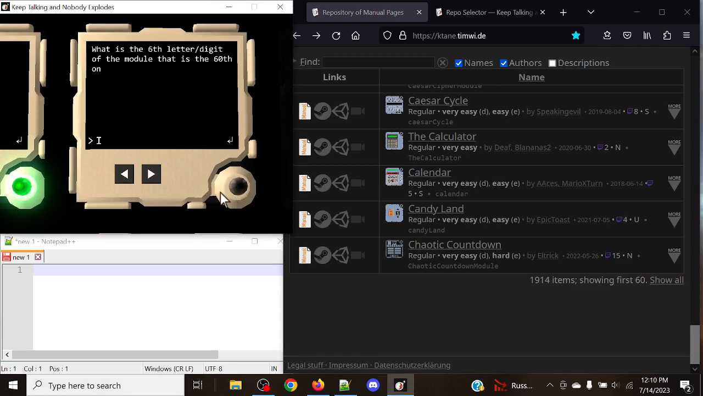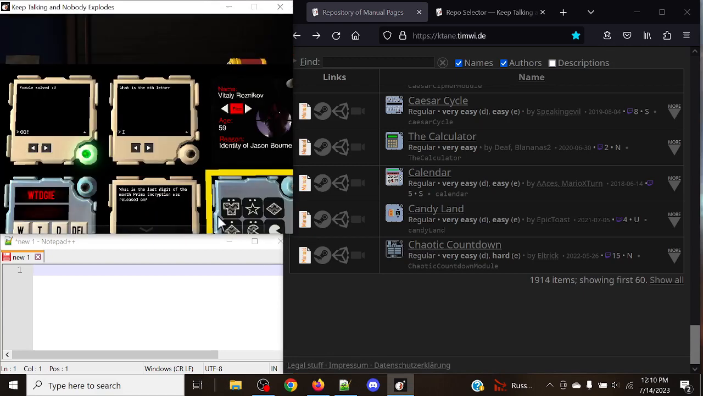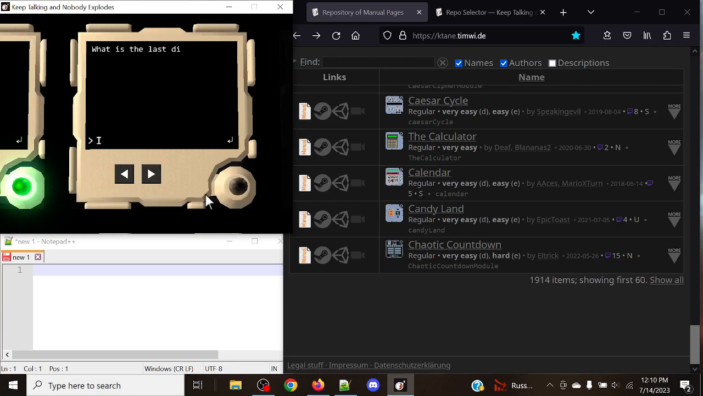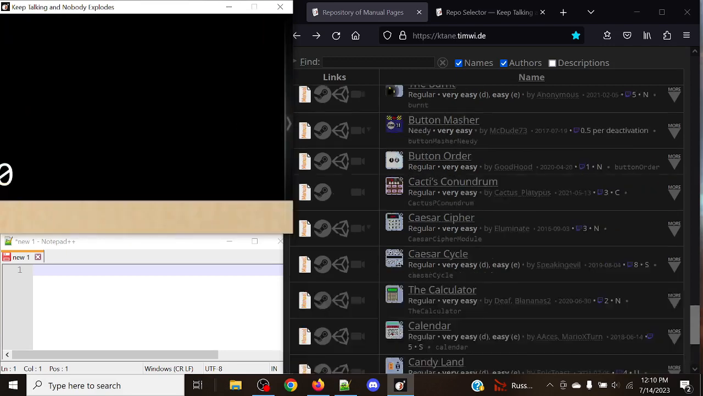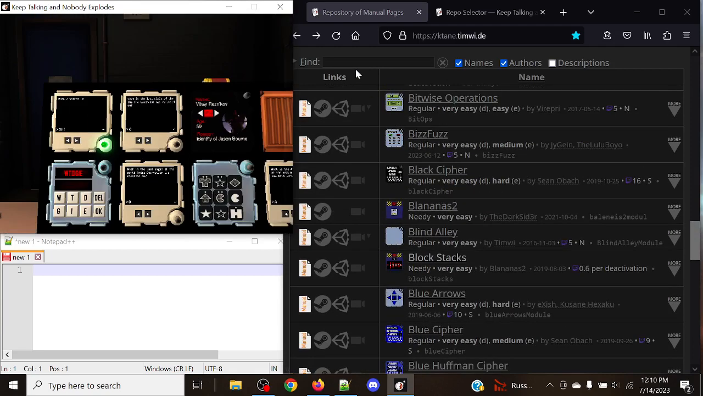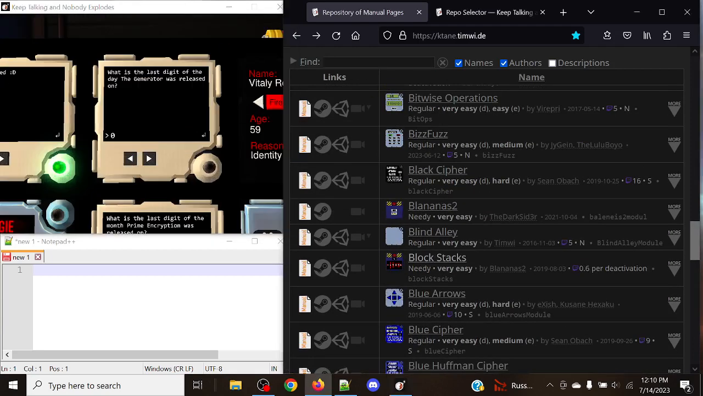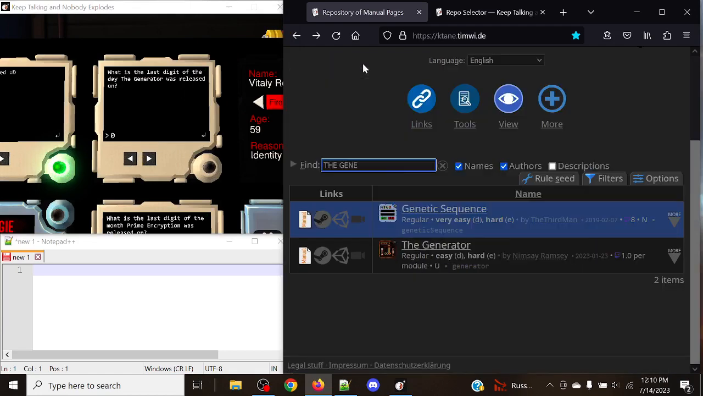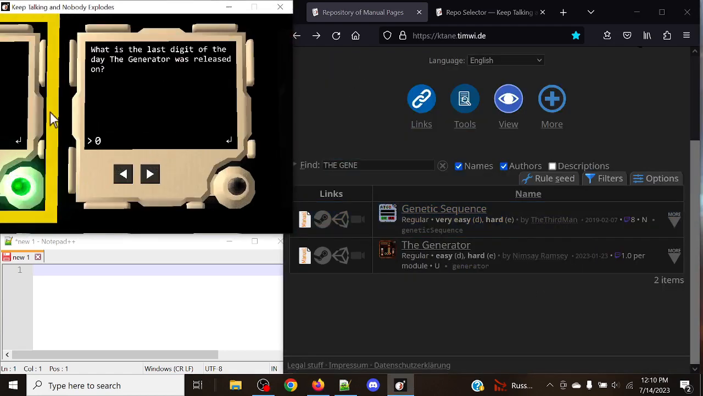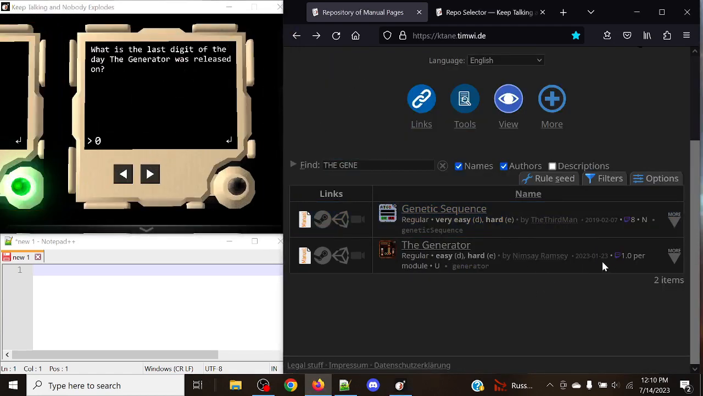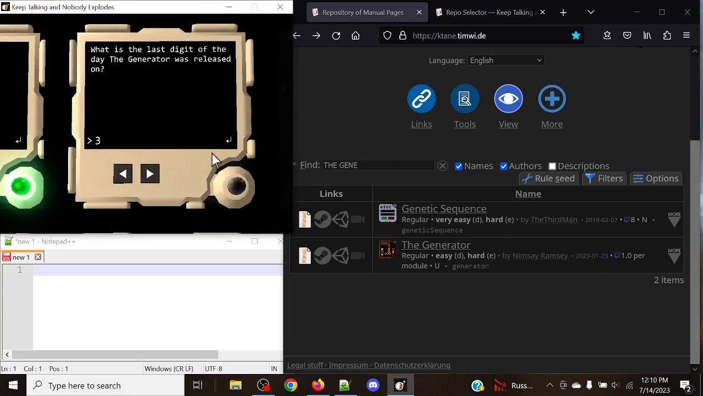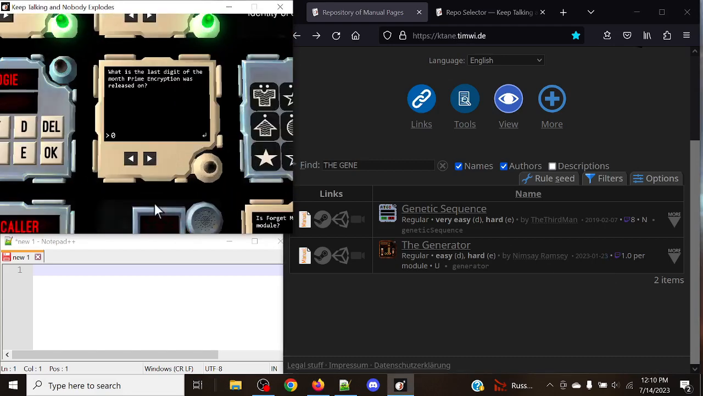Now let's move on to our next question. What is the last digit of the day the Generator was released on? The Generator, the last digit of the day, it was released on the 23rd, so therefore we're going to be submitting the 3 here. Just like that, a module is solved.